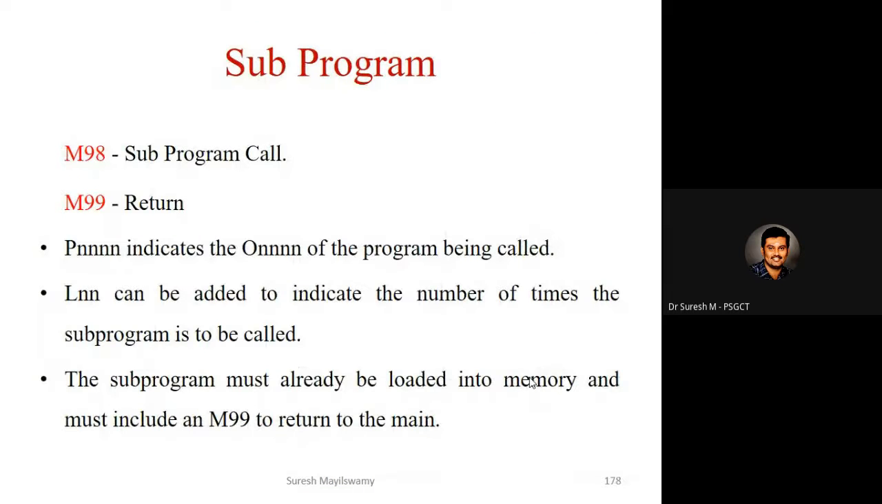So next one is the subprogram. M98 is the subprogram call. M99 is the return to the main program. Here the 4 digits in P indicate the O number of 4 digits in the program being called. So O is the main program, P is the subprogram. These 4 digits are used to call the subprogram.